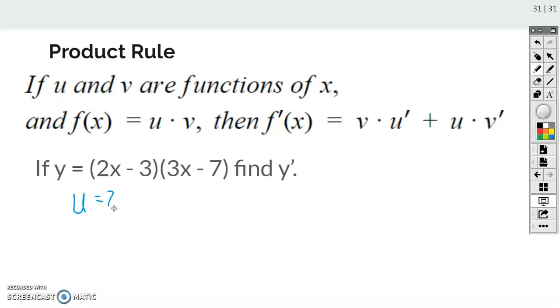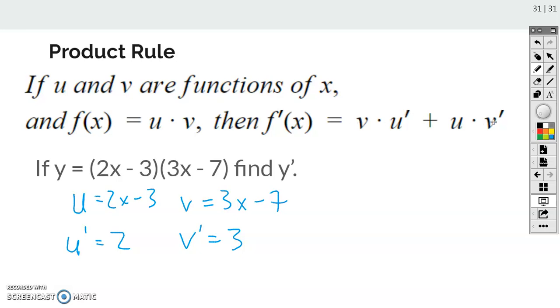U is equal to 2x minus 3. V is equal to 3x minus 7. Take the derivative of each of those, so u prime would be 2, v prime would be 3, and then I'm just going to plug it into the formula. I like to put v times u prime first.